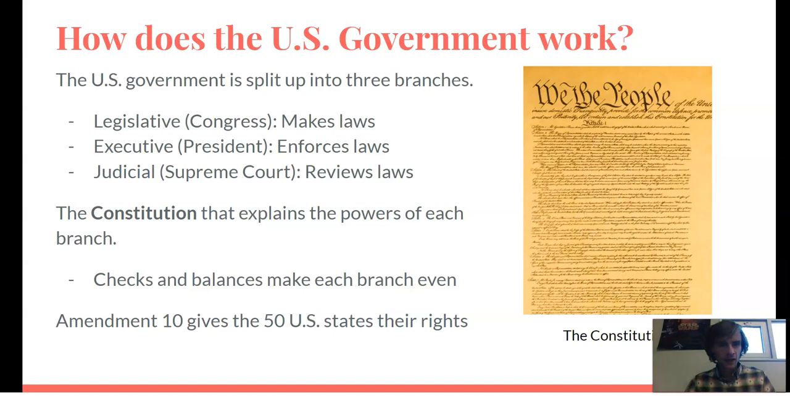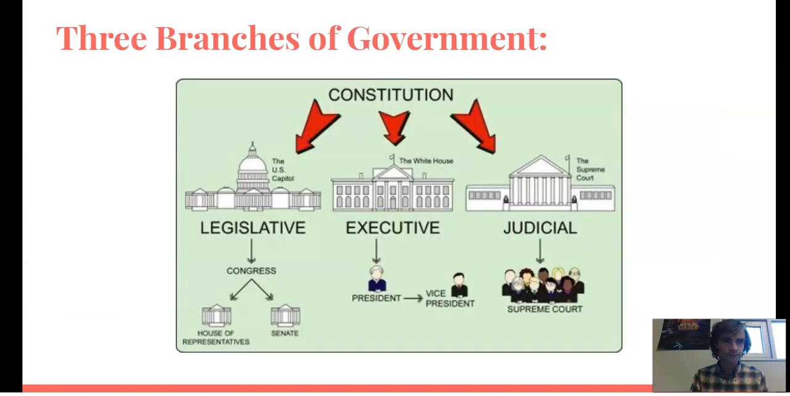Remember from last week, the Constitution is a document that explains the powers of each branch. The Constitution gives each branch what we call checks and balances, which make sure that they are even and one branch is not more powerful than the other. As we learned last week, the 10th Amendment to the Constitution also gives the 50 U.S. states rights to make laws about different topics that are not covered by the Constitution. The Bill of Rights also gives citizens their rights in this country.